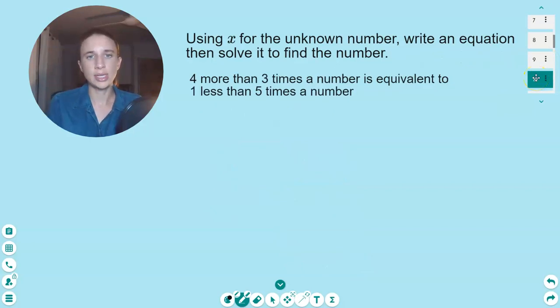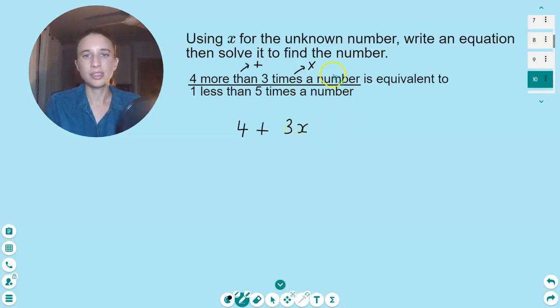And last question here. Okay, so using x for the unknown number, write an equation, then solve it. 4 more than 3 times a number. So you can break it down by underlining. 4 more than, well, more than means add. 4 more than 3 times a number, times means times. 3 times a number. So the number is called x. There's a little invisible multiply sign there. Is equivalent to, that means equals.